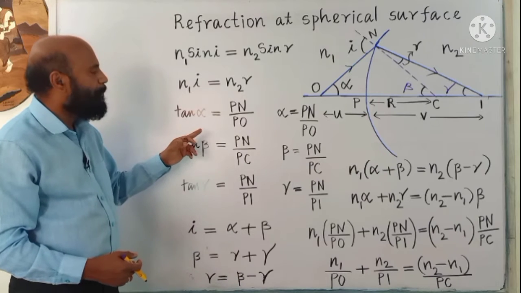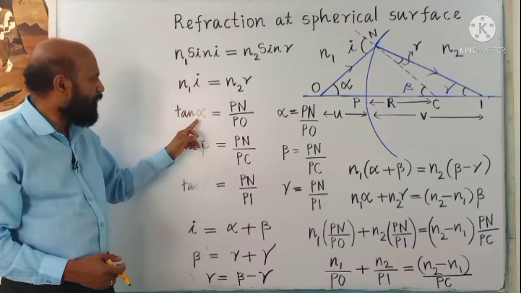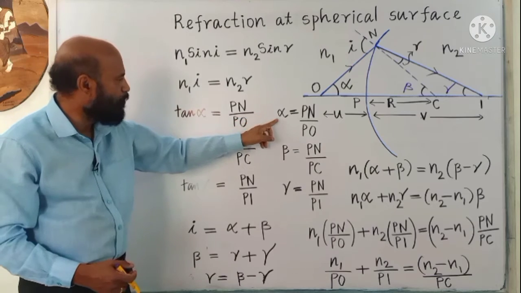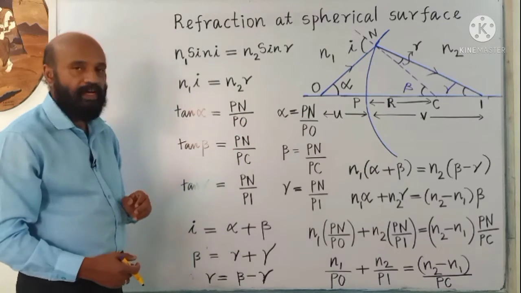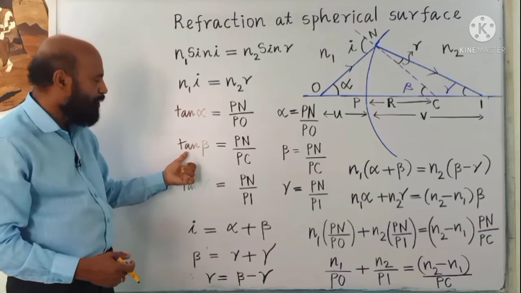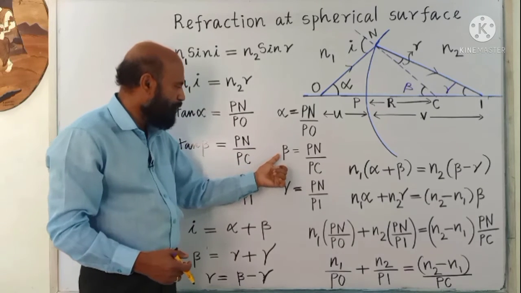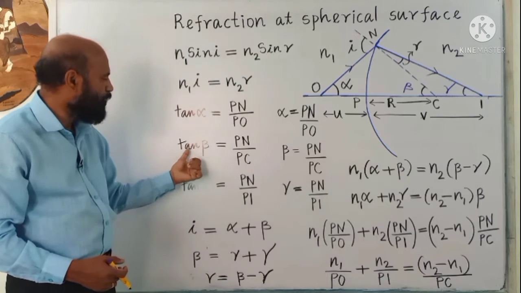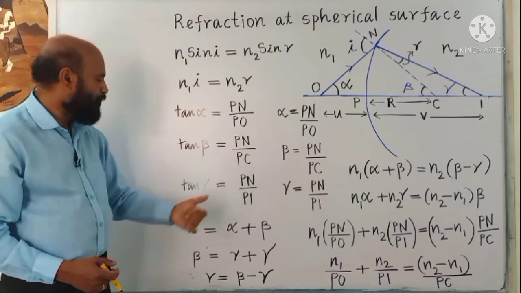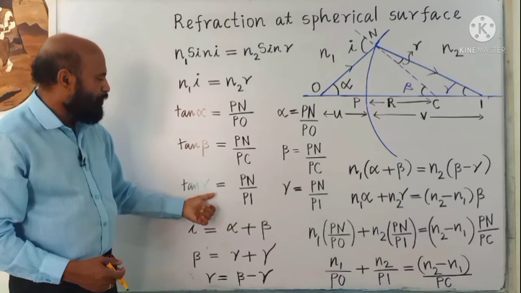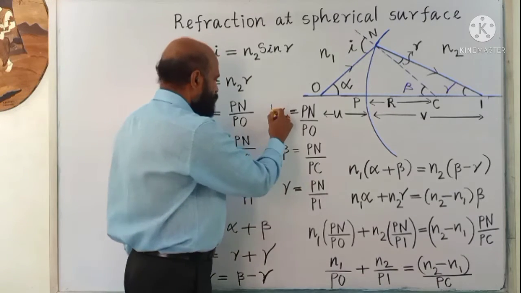Since the angle is very small, tan alpha can be written as alpha. So alpha is PN by PO. Similarly, tan beta is equal to beta when the angle is very small, so instead of tan beta we can write beta. So beta is PN by PC. Gamma is PN by PI. So you'll get like this.